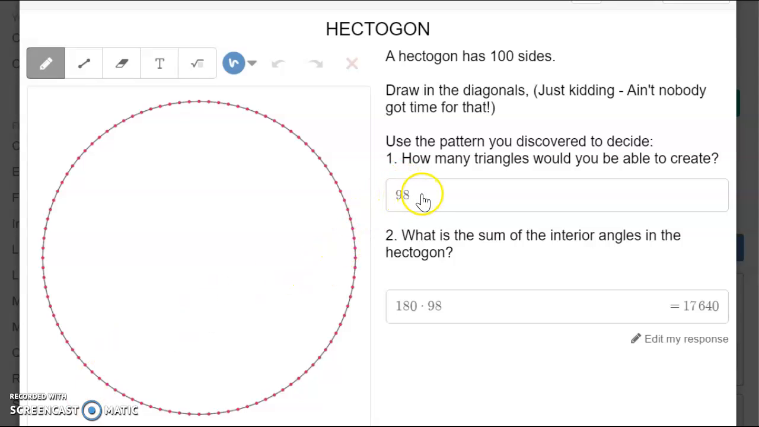So we've said that there are 100 minus 2 triangles formed by a hectagon, which has 100 sides, right? So if we are going to be able to form 98 triangles, that means the total sum of interior angles is going to be 180 multiplied by 98, which is 17,640 degrees, a huge number.